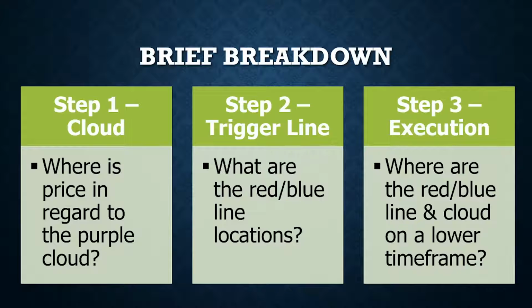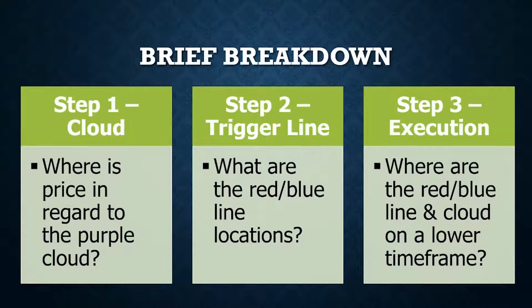And that leads you to step 2. What are the red and blue line locations? So those conversion and baselines, what are their locations? What I mean by that is, are they perfectly on top of each other? Or is the red above the blue? Or is the red below the blue? You want to figure out how to visually find that. Again, very simply put, you want to visually be able to find that in regard to where we are in the cloud.